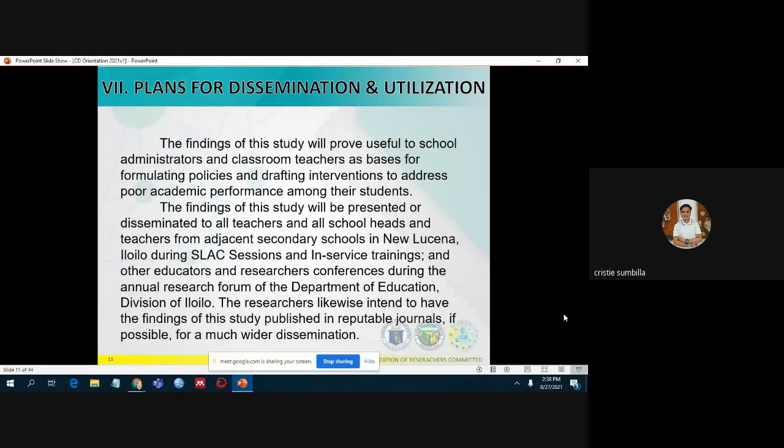So the researchers likewise intend to have the findings of this study published in reputable journals, if possible, for a much wider dissemination.